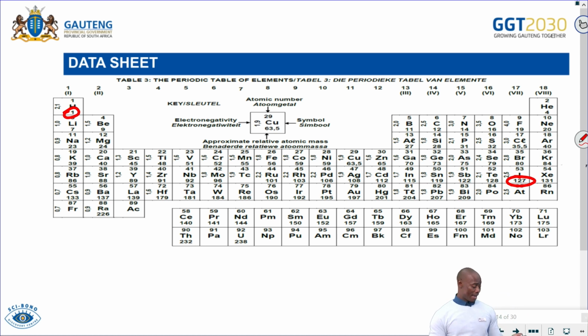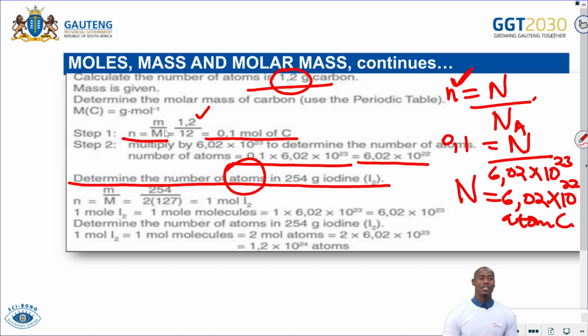But for the molecule of iodine, which is I2, it will be 127 times 2. So it's 127 times 2. So what is 254 divided by 2 times 127? It's 1. So now we have the number of moles of iodine molecule.